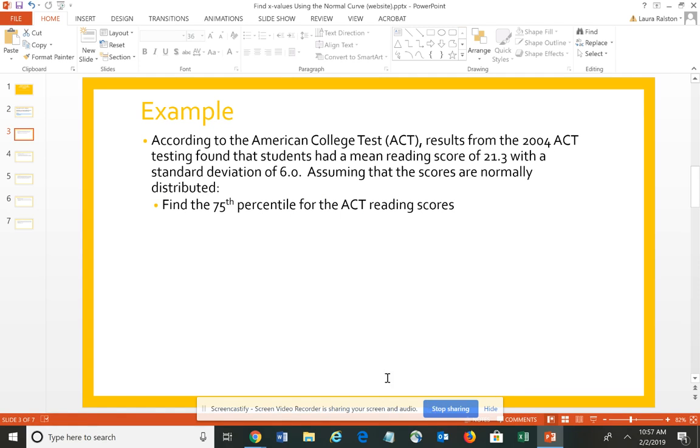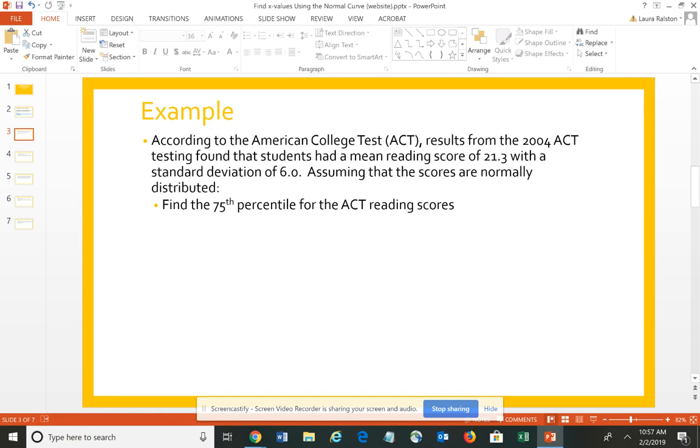So, beginning with the first example. According to the American College Test, results from the 2004 ACT testing found that students had a mean reading score of 21.3 with a standard deviation of 6. Assuming the scores are normally distributed, find the 75th percentile. If you're in education, this is kind of an important idea because a lot of times with any kind of standard testing, on the score report, it'll say that a particular child was in the 75th percentile or in the 90th percentile. And as an educator, you may have to explain to the parent what that means.